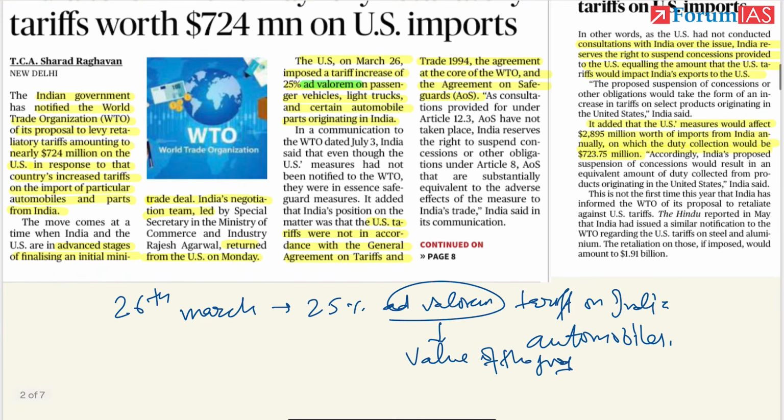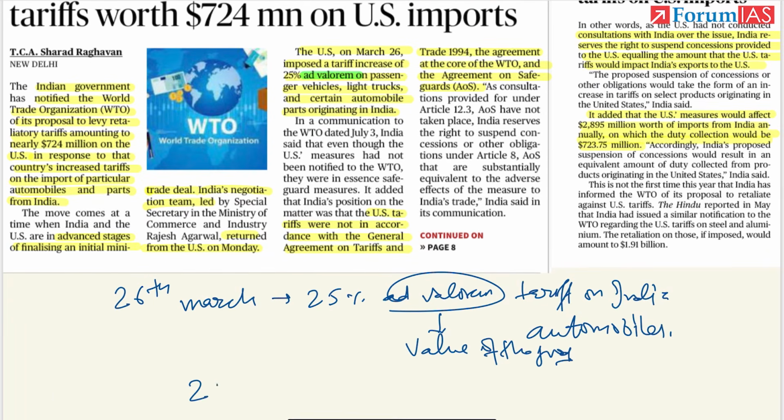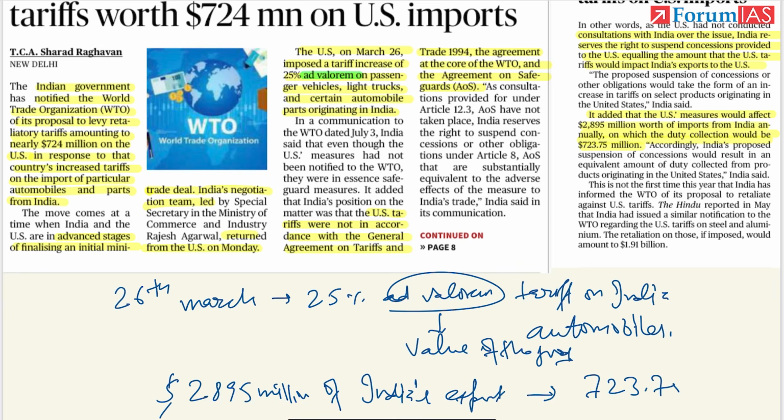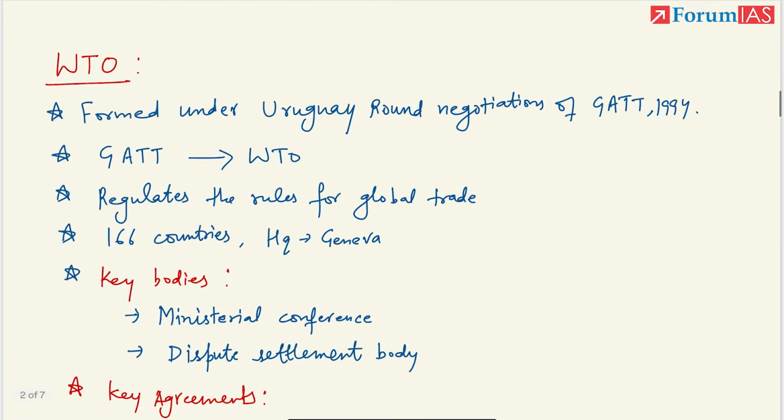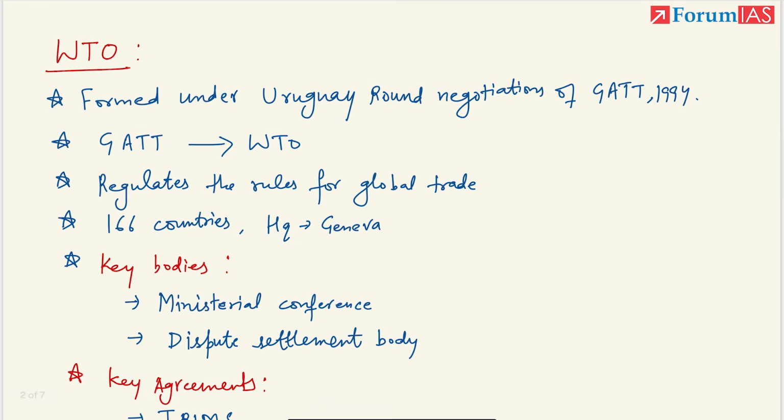See, with imposition of this tax, it was supposed to be impacting around $2895 million of India's export to US, and that corresponding tax would be 723.75 million. So corresponding to this figure only, India has decided to impose 724 million tax on US imports. Now the major thing we would like to see is what WTO can do in this, what role it can play. Does it have any power to ask US to stop the retaliatory tariffs? Let's see what WTO can do and what WTO is.